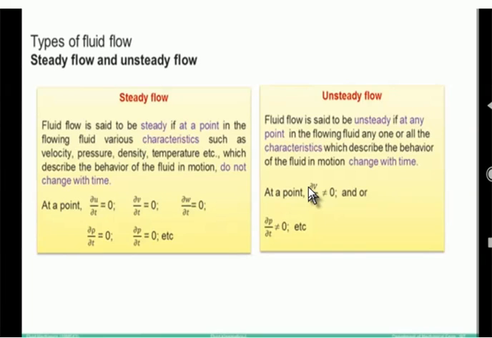Okay, so after 1 hour, that is 2 o'clock, if you check the pressure, it still shows the constant value of the fluid flow. So such type of flow is called the steady flow.